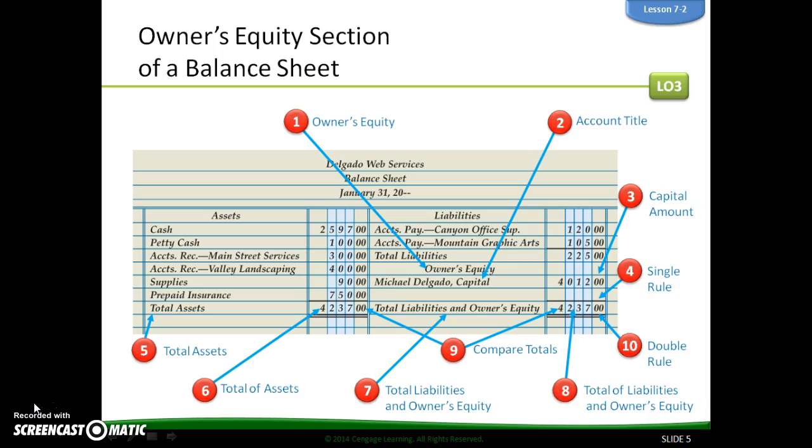Also, please notice that the two sides of the accounting equation, or the two sides of the balance sheet, are in balance. Okay, you always have to make sure that your reports are in balance. There are two sides to the accounting equation and they must be in balance. So our assets total $4,237 and our liabilities plus owner's equity are $4,237. Now, again, those single rules and double rules make it so that any single person looking at this balance sheet knows where the totals are, where the information starts and stops, and it is good practice.